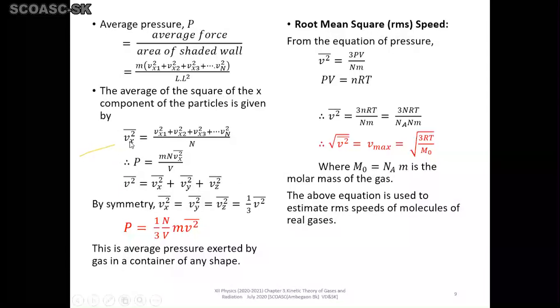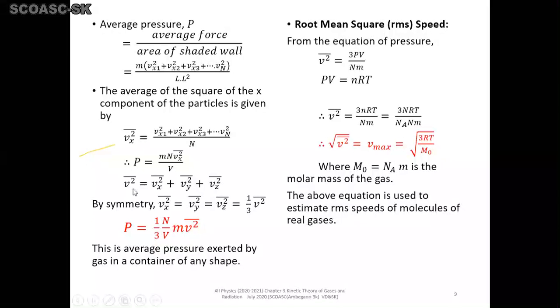How do I denote it? I denote it by Vx square with a bar sign. That bar sign indicates the average. Now, how do I write down the average? Addition of all these velocities divided by the number of molecules. So instead of this bracket, I can write n into Vx square bar, n into the average of the squares of the velocities. So I can put this value.